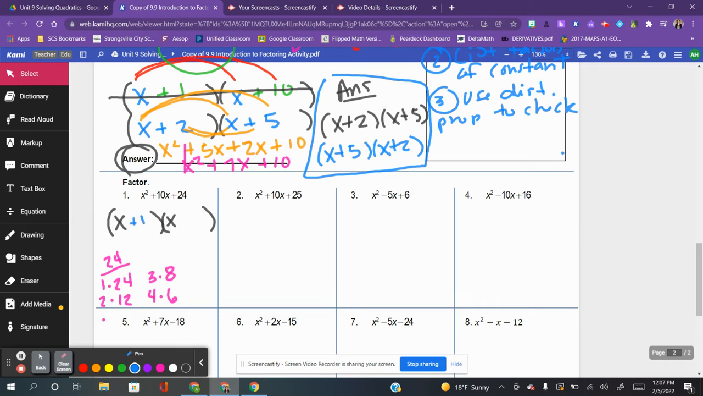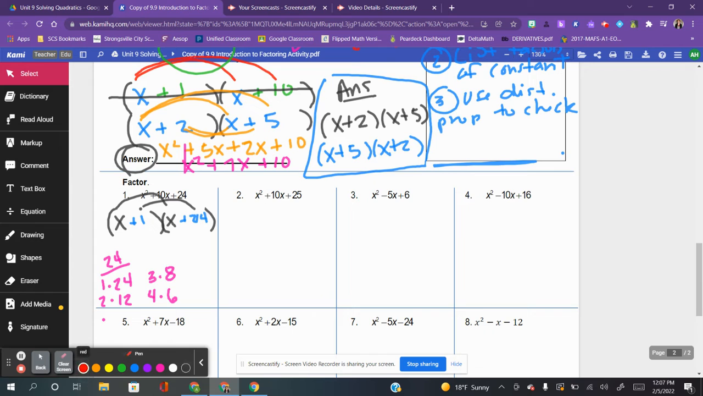I'm going to try plus 1 and plus 24. Now, remember I said that I wanted to add a little extra something up here. Okay, here's my little extra something. Friends, I already know that x times x is x squared. And I already know that 1 times 24 is 24. That's why I split it up that way.